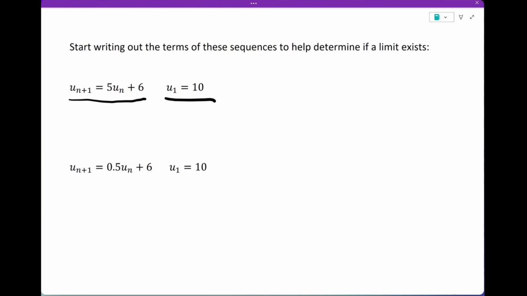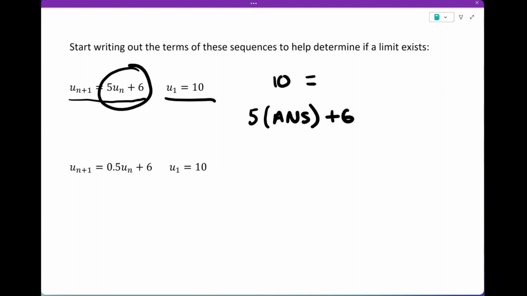Okay, I'm going to start by typing in 10, my first term, and then hitting equals. And then that will store it in the answer button. So then I'm going to type out my recurrence relation, where it's going to be 5 times the answer plus 6. Okay, because the u_n, we want that to be the answer each time. So 5 multiplied by the answer plus 6, and then click equals, and we get 56. Okay, and that is going to be u2.